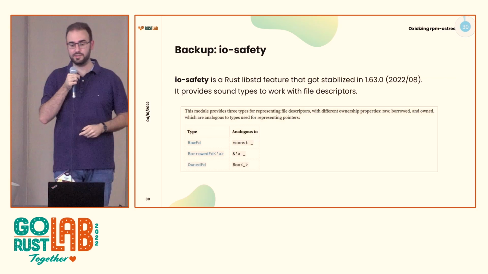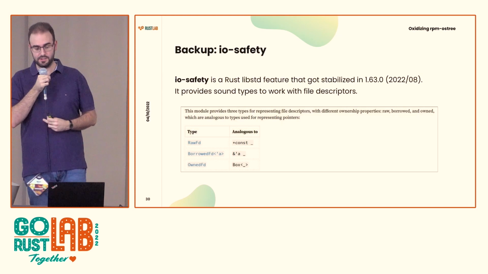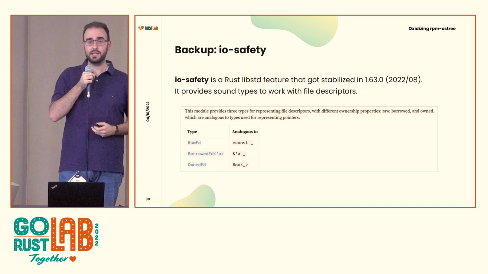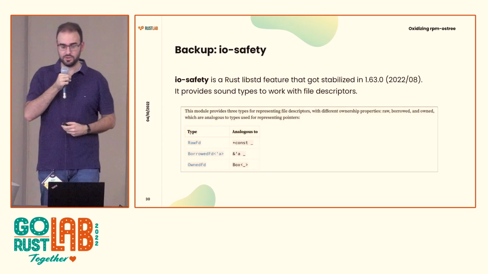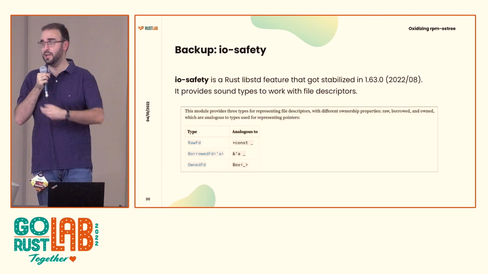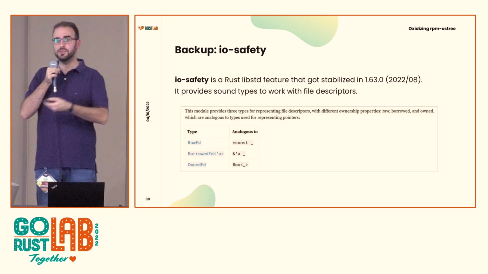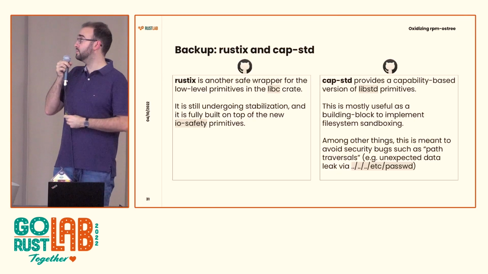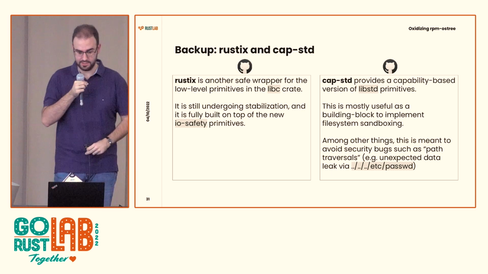A major change happened recently in the Rust standard library. As of the 1.63 release, we got this IO safety feature, and that's very recent. This was in August, and it introduced safe primitives for file descriptors, similar to the borrowing that you can get versus the ownership. Now you can do the same with file descriptors, and on top of that, two more crates appeared from the same person that was pushing for this IO safety rework.